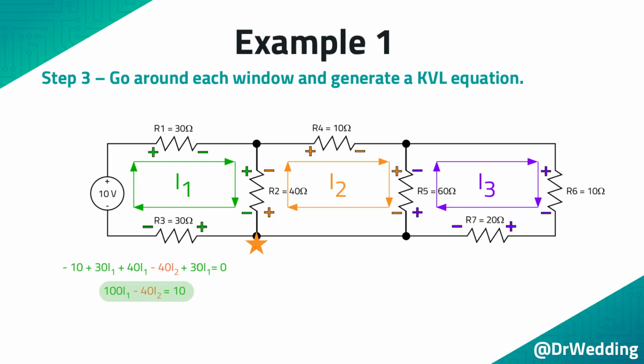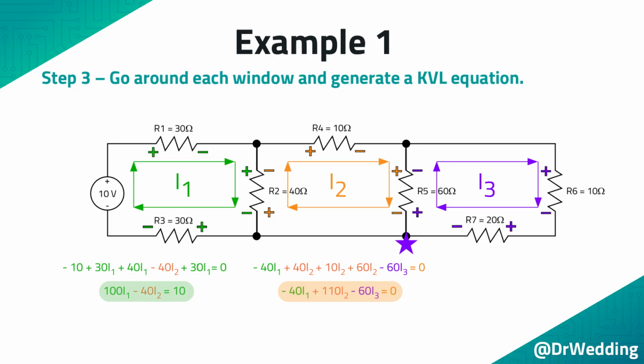To get the second equation, start at the orange star and go clockwise around the window. The second equation is minus 40I1 plus 40I2 plus 10I2 plus 60I2 minus 60I3 equals 0. Then, simplify the second equation by combining like terms.